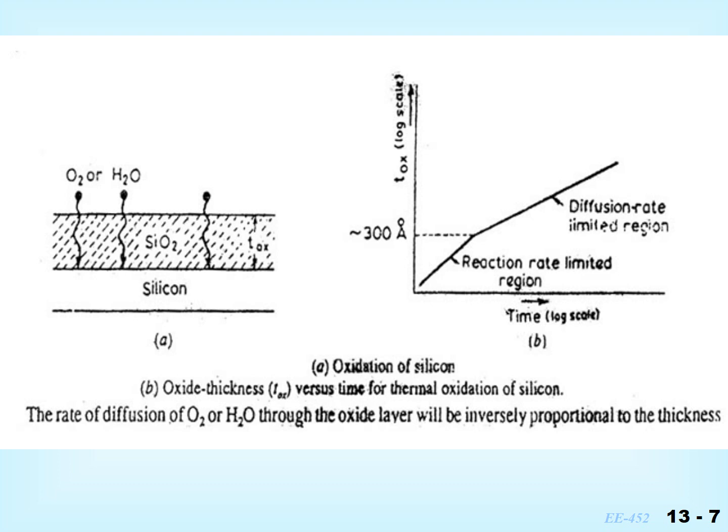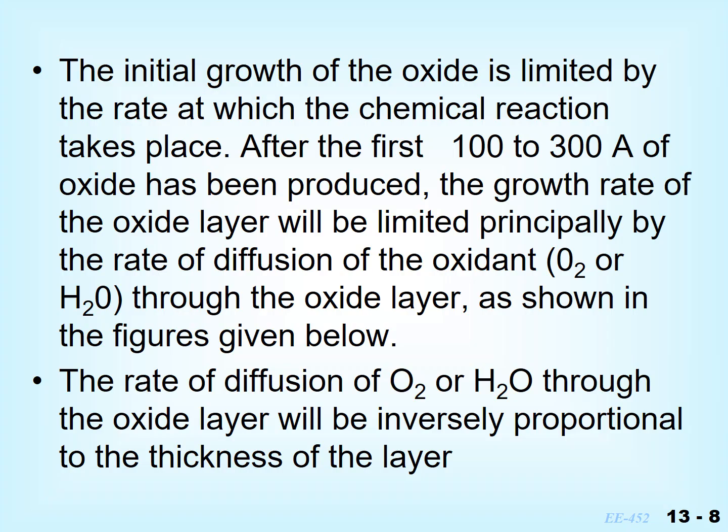We can see that the first phase of the curve in figure B is reaction rate limited. That means it depends on the properties of O2 and H2O in silicon, whereas beyond a certain point, which is around 30 nanometers, it is diffusion rate limited, because here the silicon dioxide layer has grown significantly and is now itself preventing further growth of the oxide layer onto the silicon substrate. And this is what is also written in this slide. So this is for your reference. You can read through it.